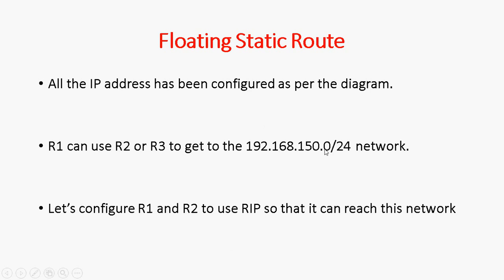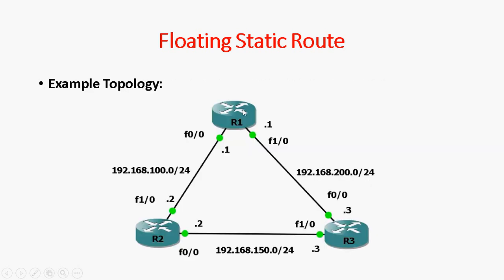All IP addresses have been configured as per the diagram. In this slide I never show how to configure the IP address on the interface, because everyone will know it by default. So now R1 can use R2 or R3 to get to the 192.168.150.0/24 network. R1 can reach this network either by R2 or R3.